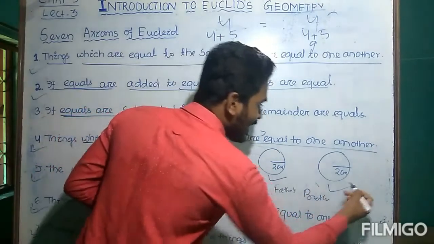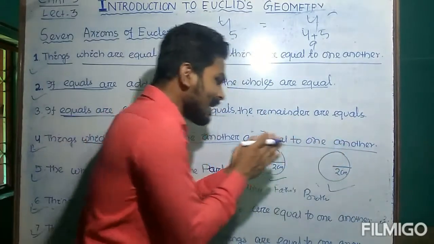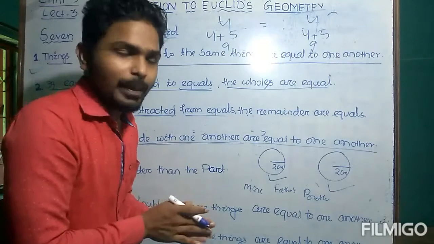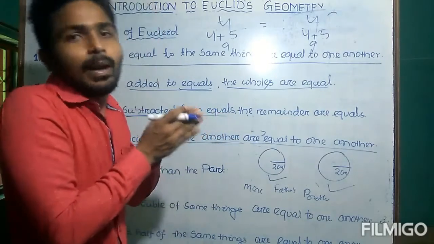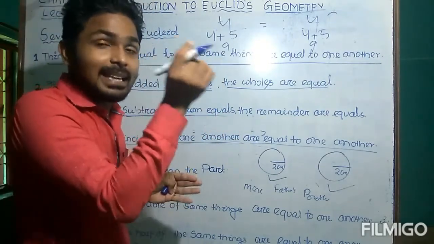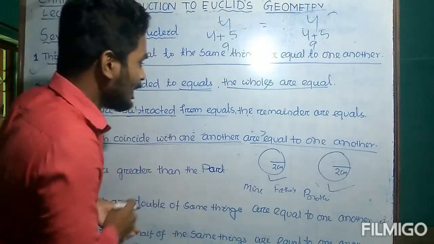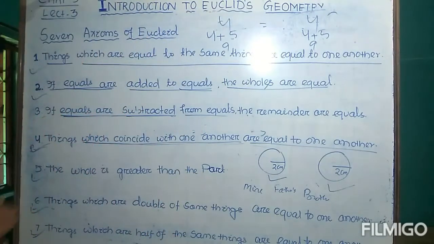If two circles are equal, then if you coincide them, they will coincide, or they will seem to be a single circle. Okay, this is the fourth axiom.